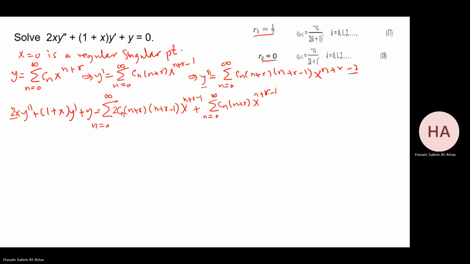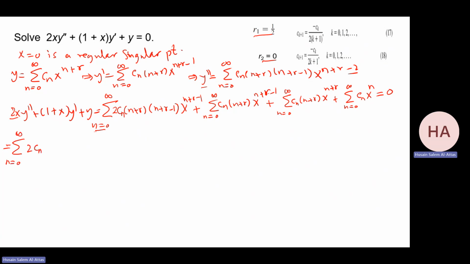Now plus x times y prime, so that will be plus summation n equals 0 to infinity Cn n plus r x to the power n plus r minus 1 plus 1, that will be x to the power n plus r, plus summation n equals 0 to infinity Cn x to the power n plus r. That should equal 0. Now notice these two: the power is the same, so I can combine them into one. That will save my time.